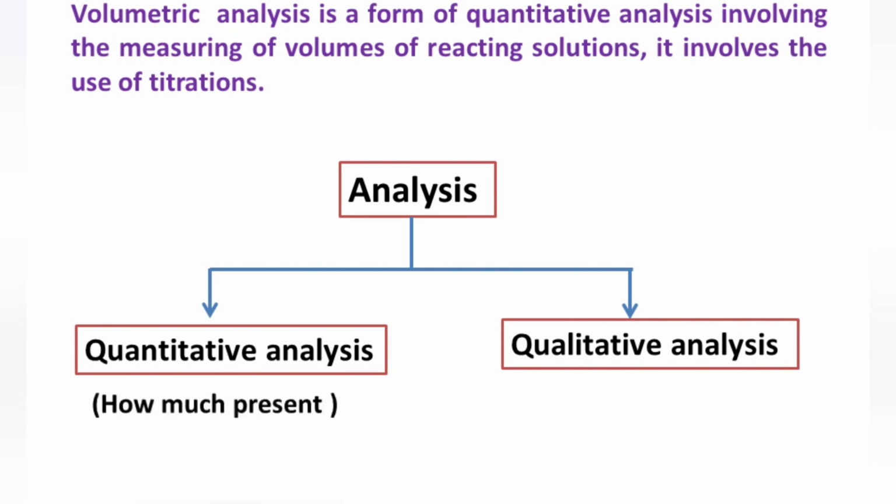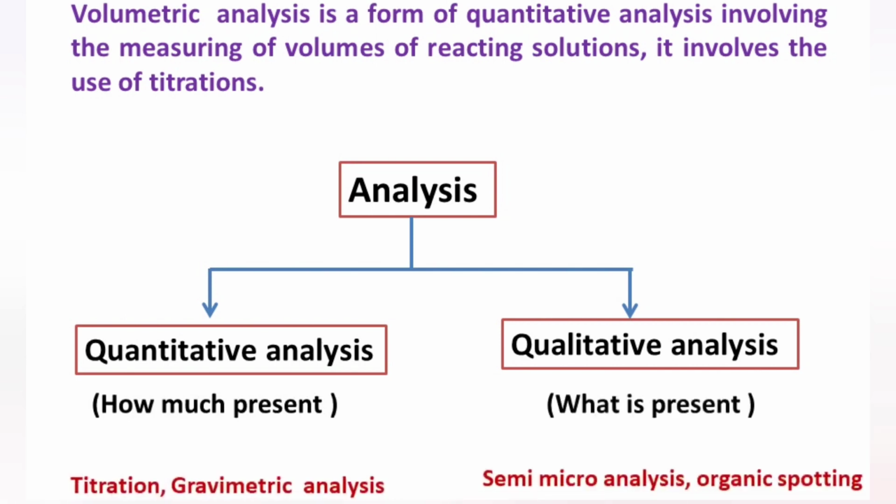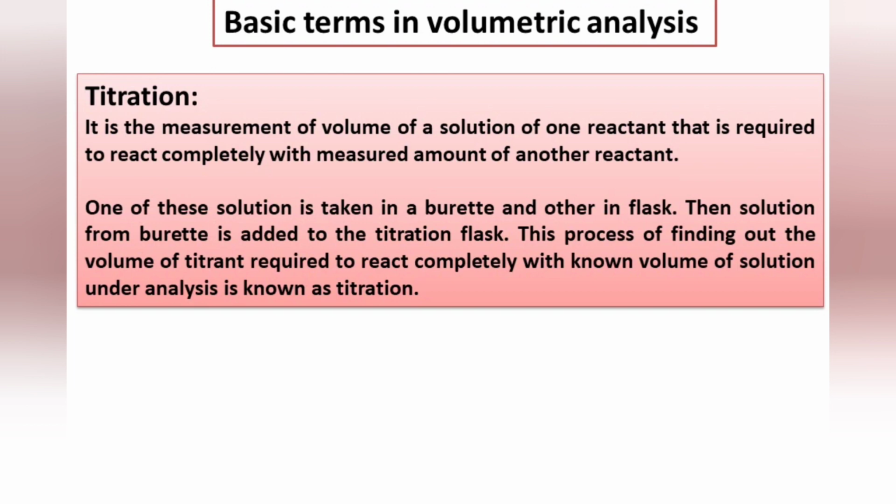Okay, an example of quantitative analysis is titration or gravimetric analysis. One other example of qualitative analysis will be determining semi-micro analysis and then determining organic spotting. What is titration? Titration is a measurement of the volume of a solution of one reactant that is required to react completely with a measured amount of another reactant.